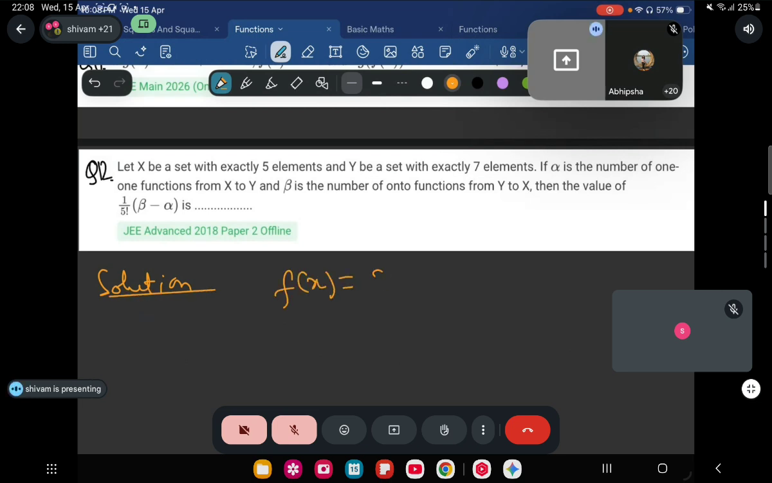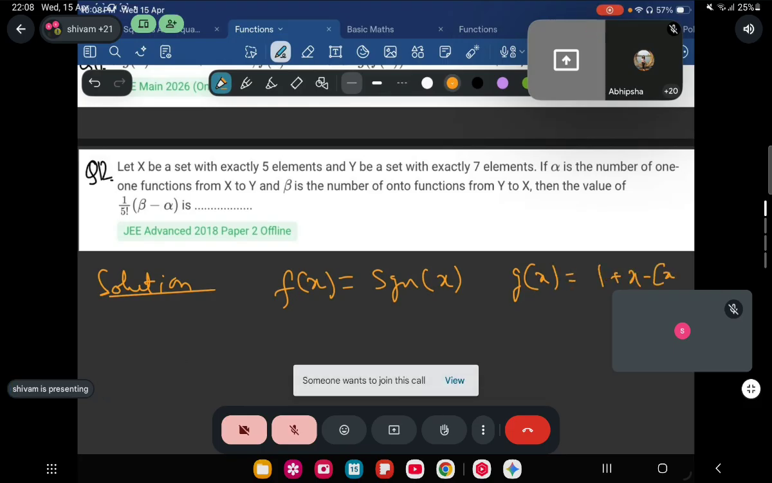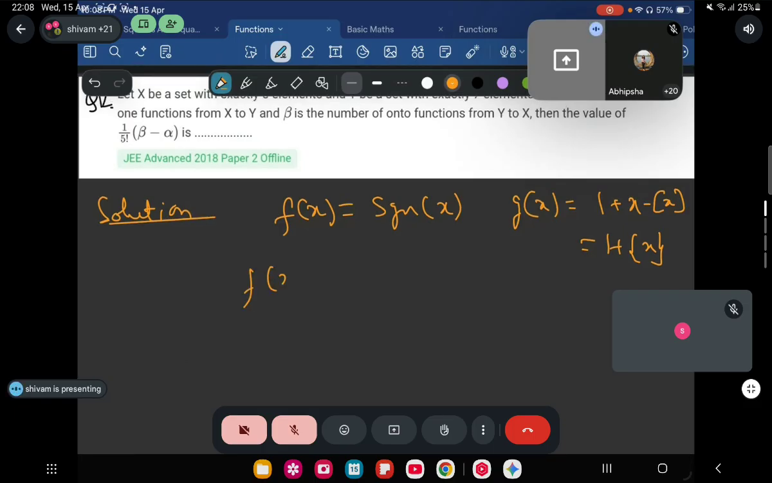Okay, f of x is equal to signum of x and g of x is equal to 1 plus x minus box of x. X minus box of x is fractional part of x. That is 1 plus fractional part of x. So what is f of g of x? f of g of x will be equal to f of 1 plus fractional part of x, which is equal to signum of 1 plus fractional part of x. So what will this give us? Tell me. 1 only.